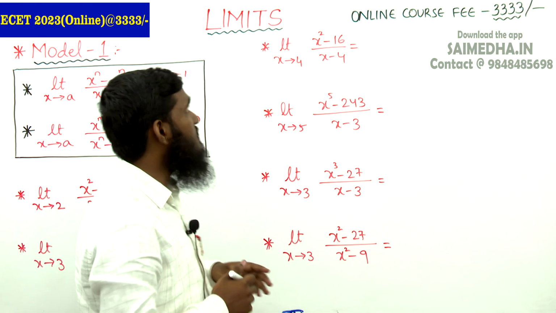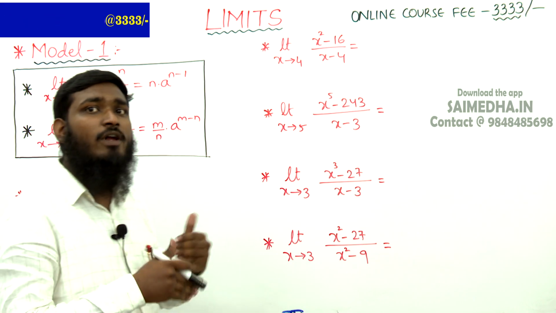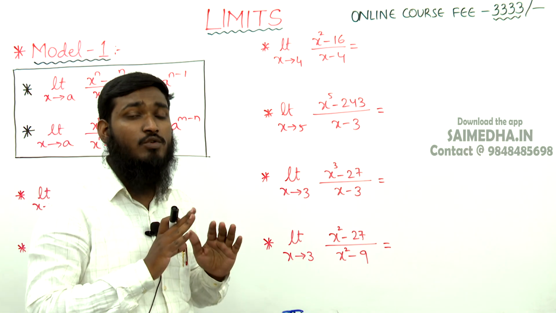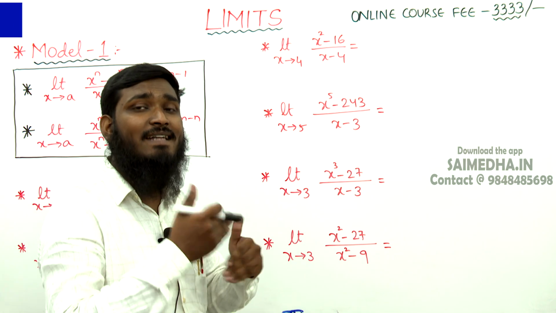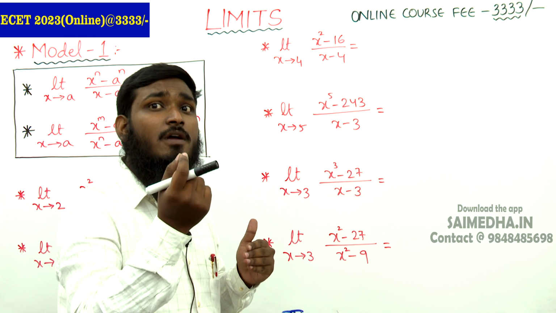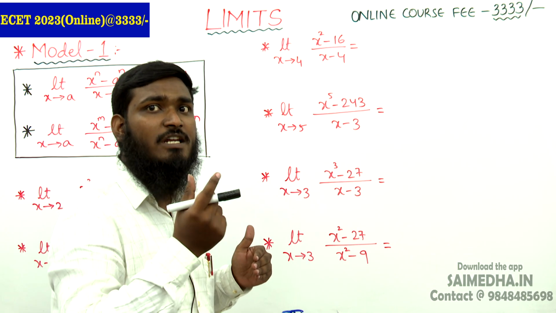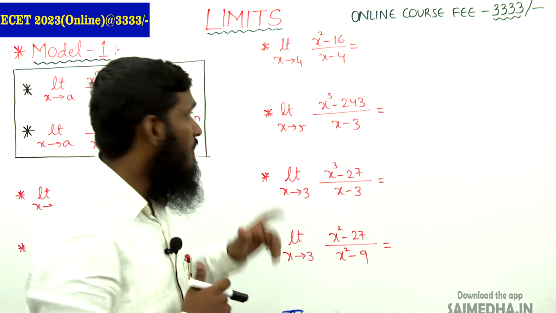Is it clear? Now let us start the shortcuts, or TSRs, of this topic limits. Daily I am going to upload one topic about the shortcuts: how we can write the direct answers by seeing the question itself. If we can't write the direct answer, then within a small number of steps, within 1 or 2 steps, how we can get the answer. Let us see this now.